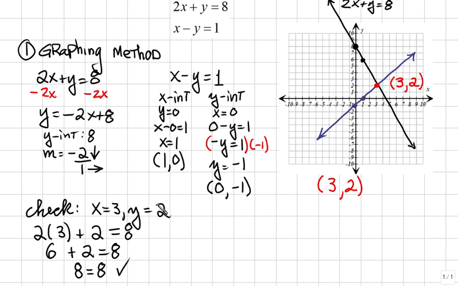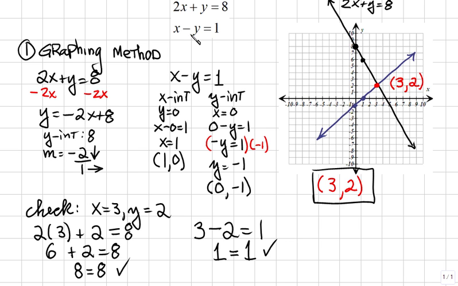Let's plug 3 and 2 into our second equation. So does 3 minus 2 equal 1? And certainly 3 minus 2 is 1. So since 1 is equal to 1, our second equation is satisfied. Therefore, the ordered pair solution 3, 2 is the solution to our system of equations.